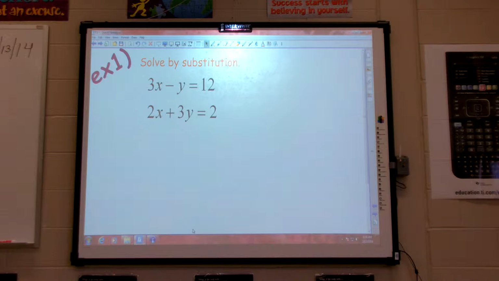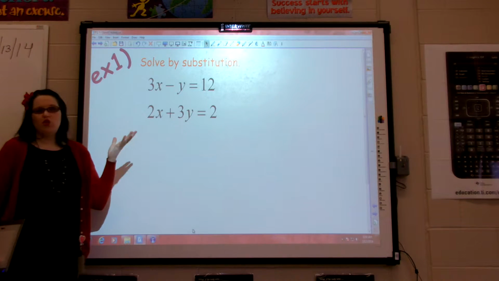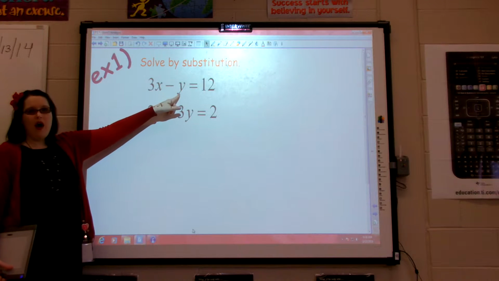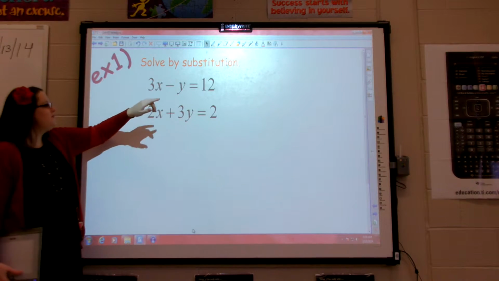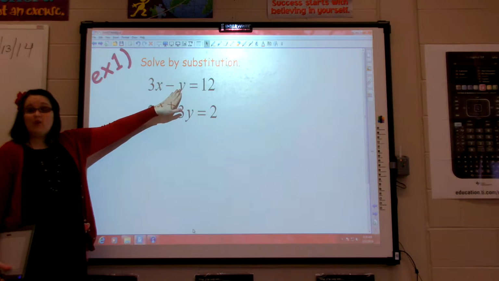So here, let me go back to that question. I need to get one of these variables by itself. Which one would you choose to get by itself in this problem? The top y. Why? Because you can plug that into the other equation, because the coefficient is a -1, right?